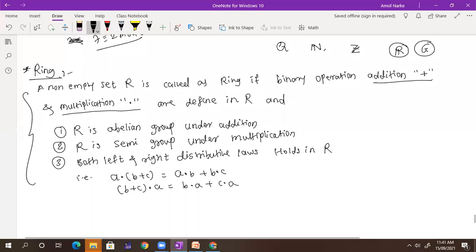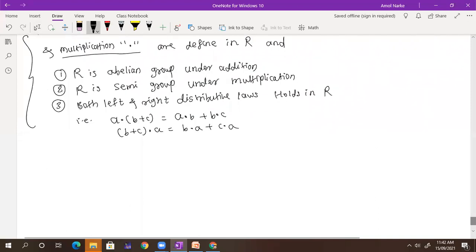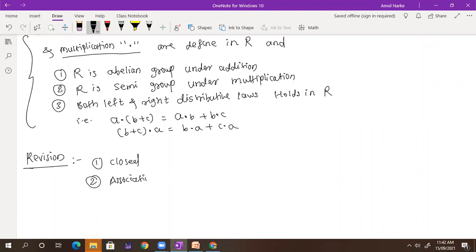Okay, everyone knows what is meant by group now, with those four conditions. So, revision. First one is closed. Second one is associative. Third one is identity. And fourth one is inverse.